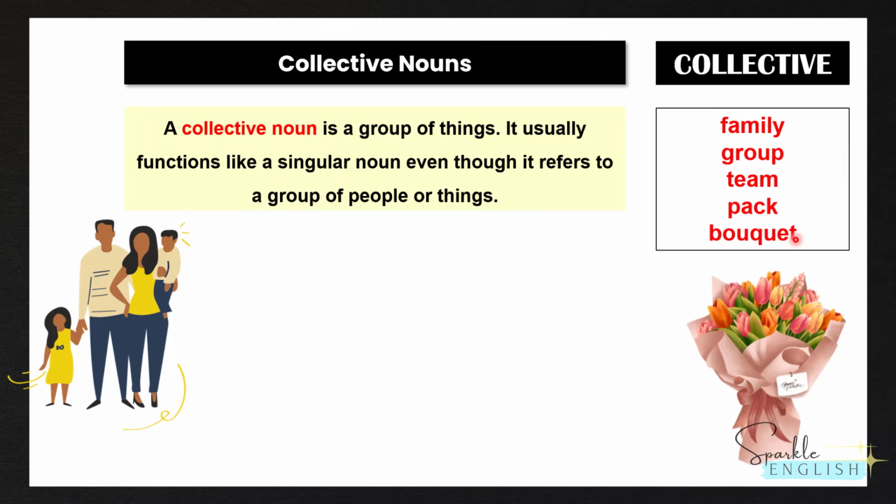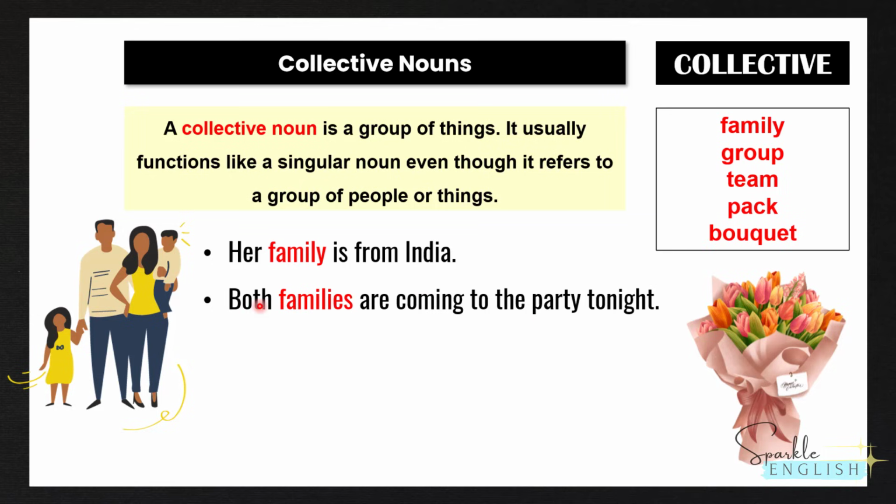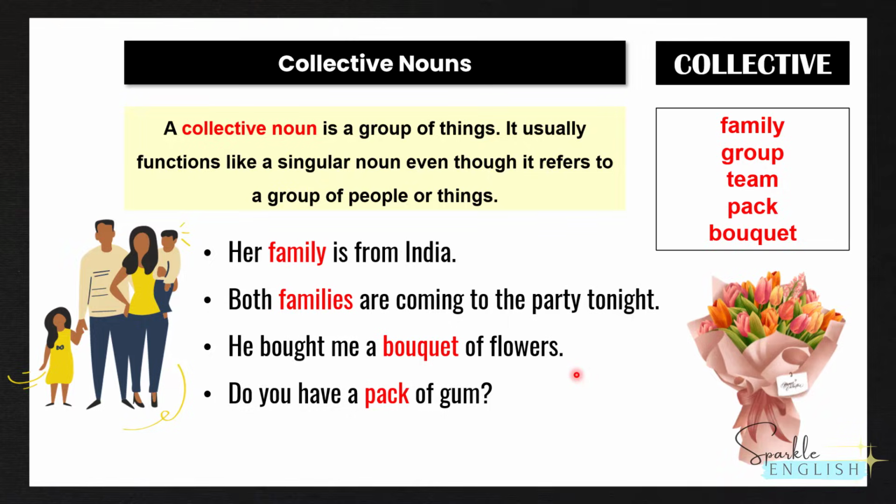pack, bouquet. And if we compare these sentences, her family is from India. Both families are coming to the party tonight. You can see that we don't say her family are, even though family is a group of people. We say family is. And if we're talking about more than one family, we would say families. He bought me a bouquet of flowers. Do you have a pack of gum?